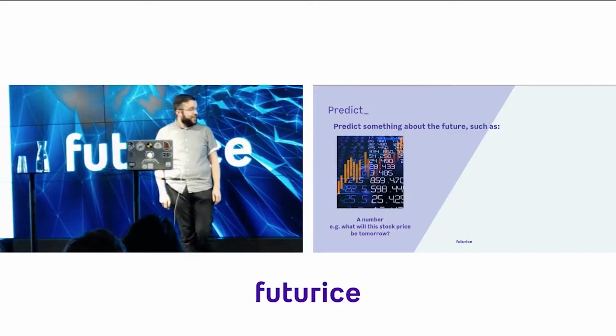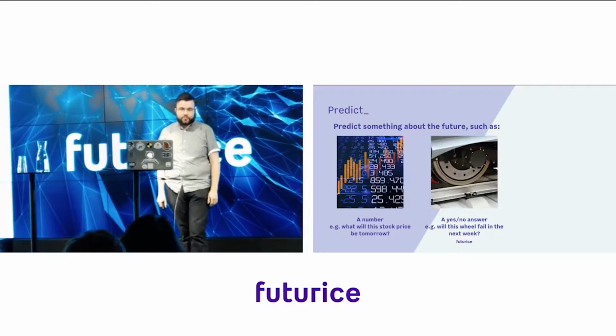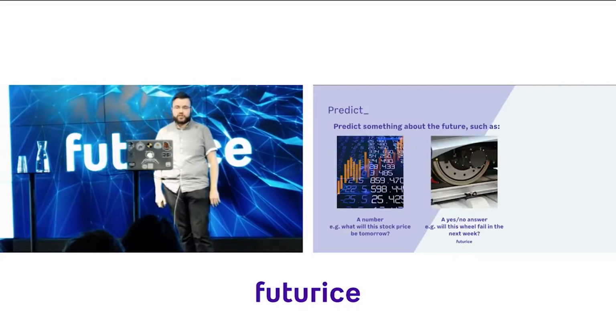So you can predict numbers. Another thing you may want to do is predict the answer to a yes or no question. So this is a picture of the wheel of a train, and the question I might want to know is, given some sensors that I have built into the wheel or built into the tracks, is this wheel going to fail in the next day, week, month, whatever time scale I'm interested in?